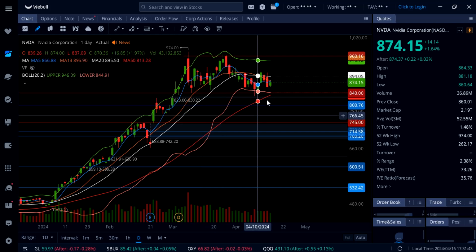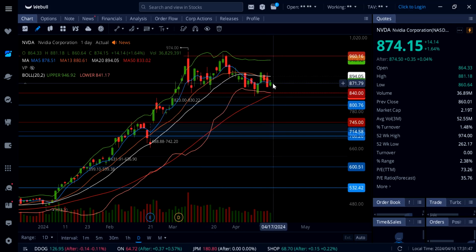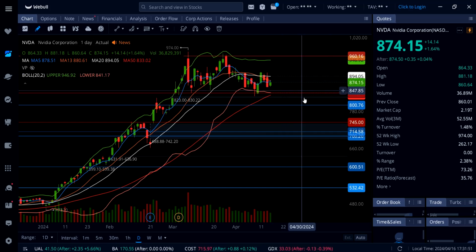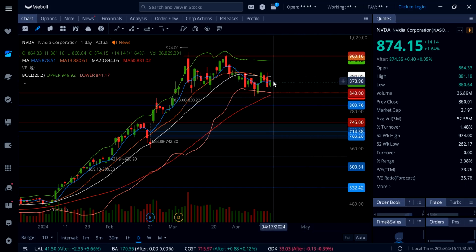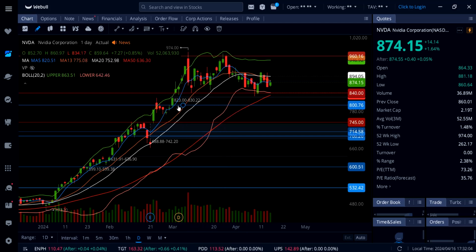So here on Nvidia, above 878 to 880, you're going to see a move up to 894, and then 900, and then 926. And below 878 to 880, if this thing cannot break out, then watch out for a dump down to 840, and then the 50-day moving average right here, 833, and then this gap, 823.